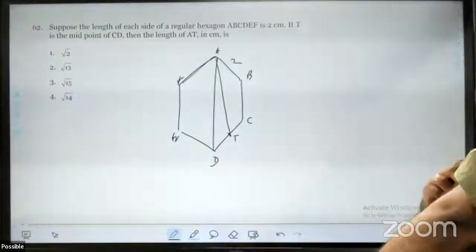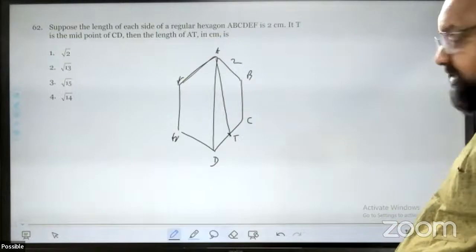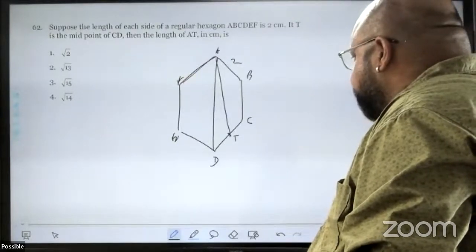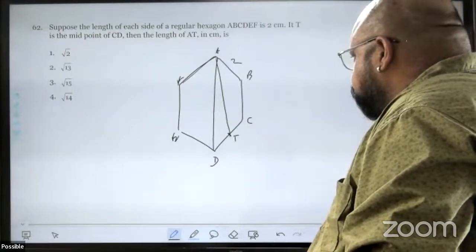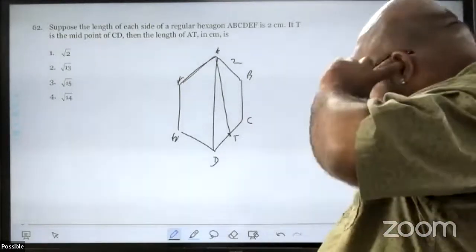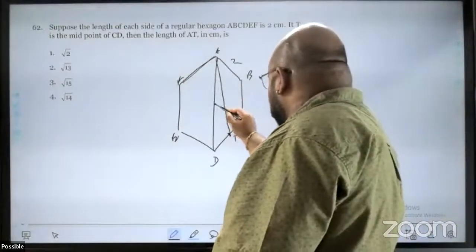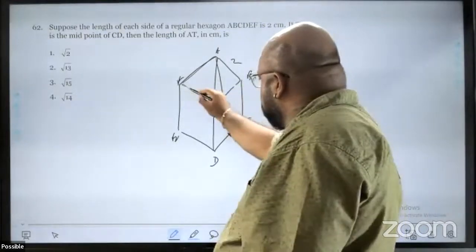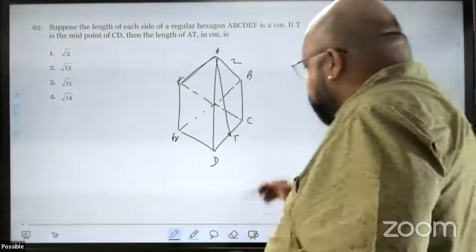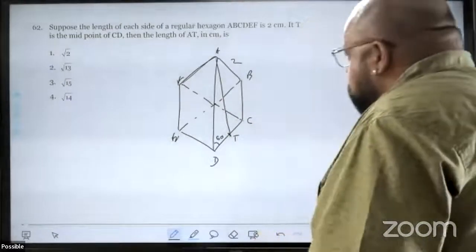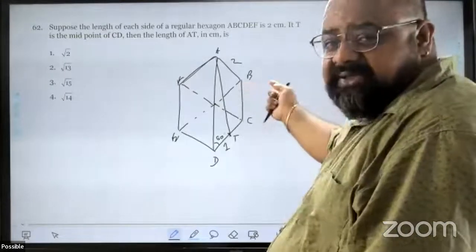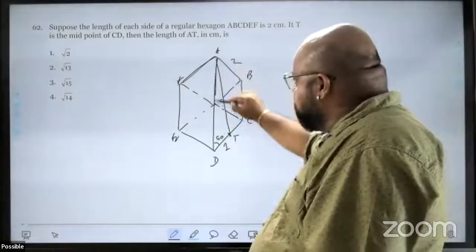T is the midpoint of CD. We know the length of DT. We have to find a length. Suppose this is the center of the regular hexagon. From symmetry, I can say this angle will be 60, that I am sure. I know the length of DT, which is 1, again for sure. Also, AD will be the longer diagonal, that is nothing but twice the side of the hexagon, because all of these triangles are equilateral triangles. So this will be equal to the side, which is 2, and therefore 4.